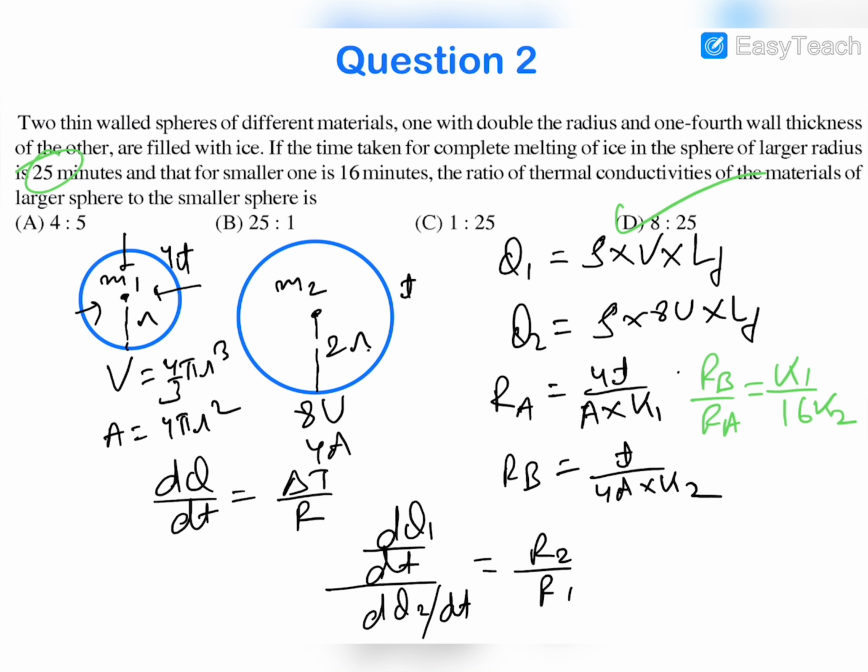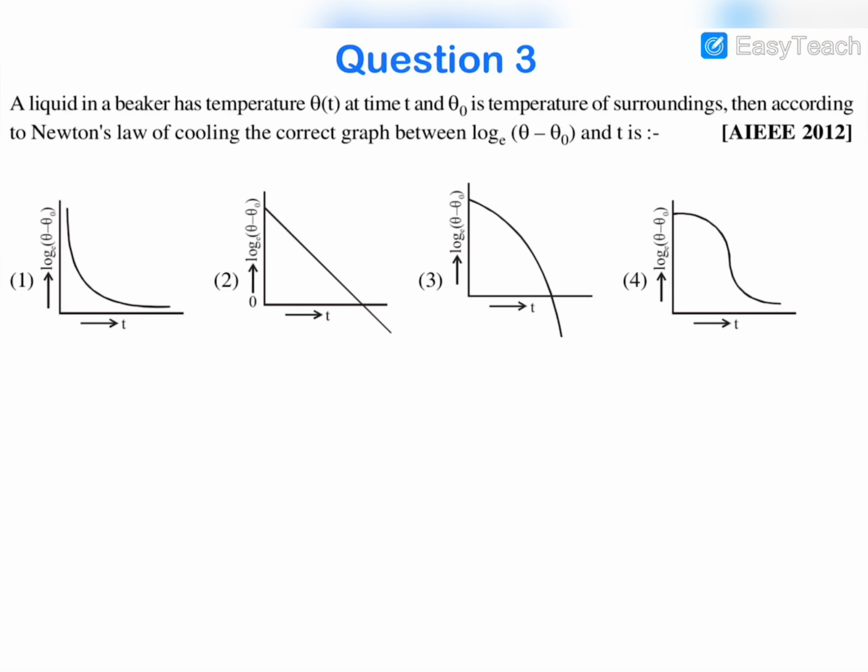Now we move on to the next question. In this question, you can see that this is the graph between log of theta minus theta naught with time of Newton's law of cooling, and we know that the relation of theta minus theta naught was an exponential function. If we take the log both sides, then obviously it would be a linear function, and hence we can say that the correct answer will be option 2.